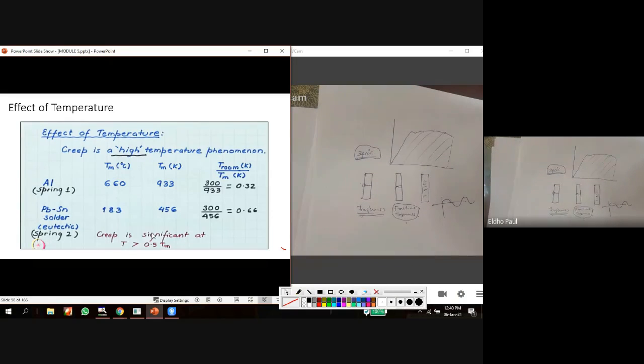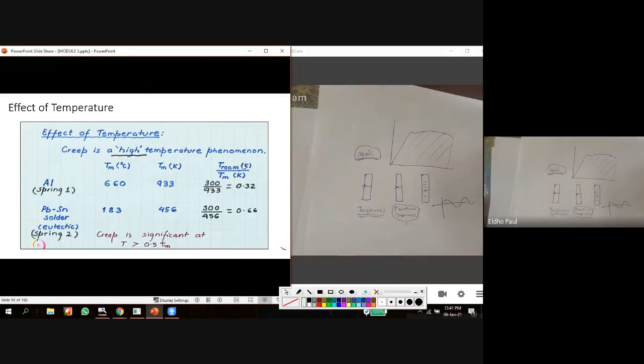I am converting these degrees Celsius into the Kelvin scale. Add 273: 660 plus 273 is 933, and 183 plus 273 is 456. Next, I am taking the ratio of room temperature in Kelvin to melting temperature in Kelvin. For example, our room temperature we can take as 30 degrees Celsius. In Kelvin scale, it is 30 plus 273, 300.